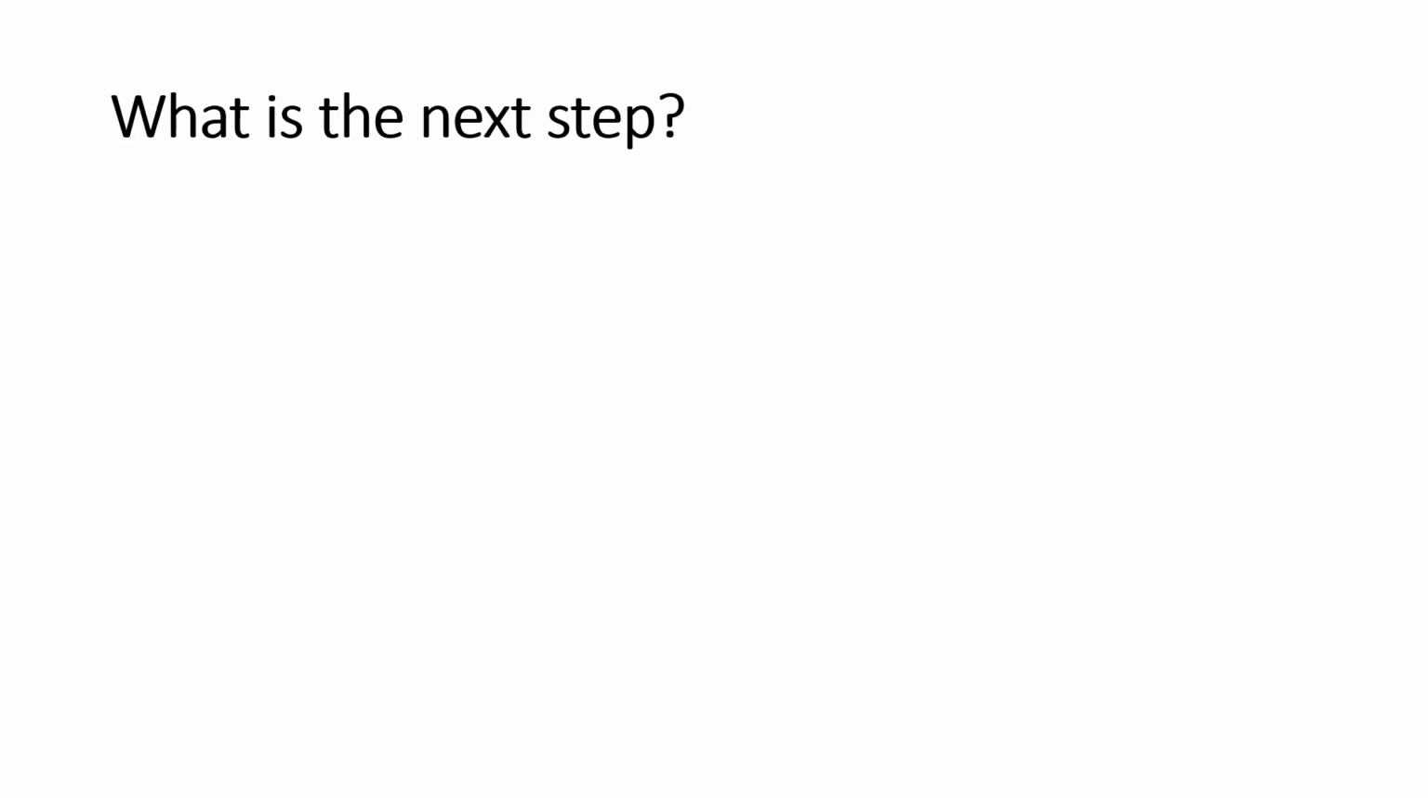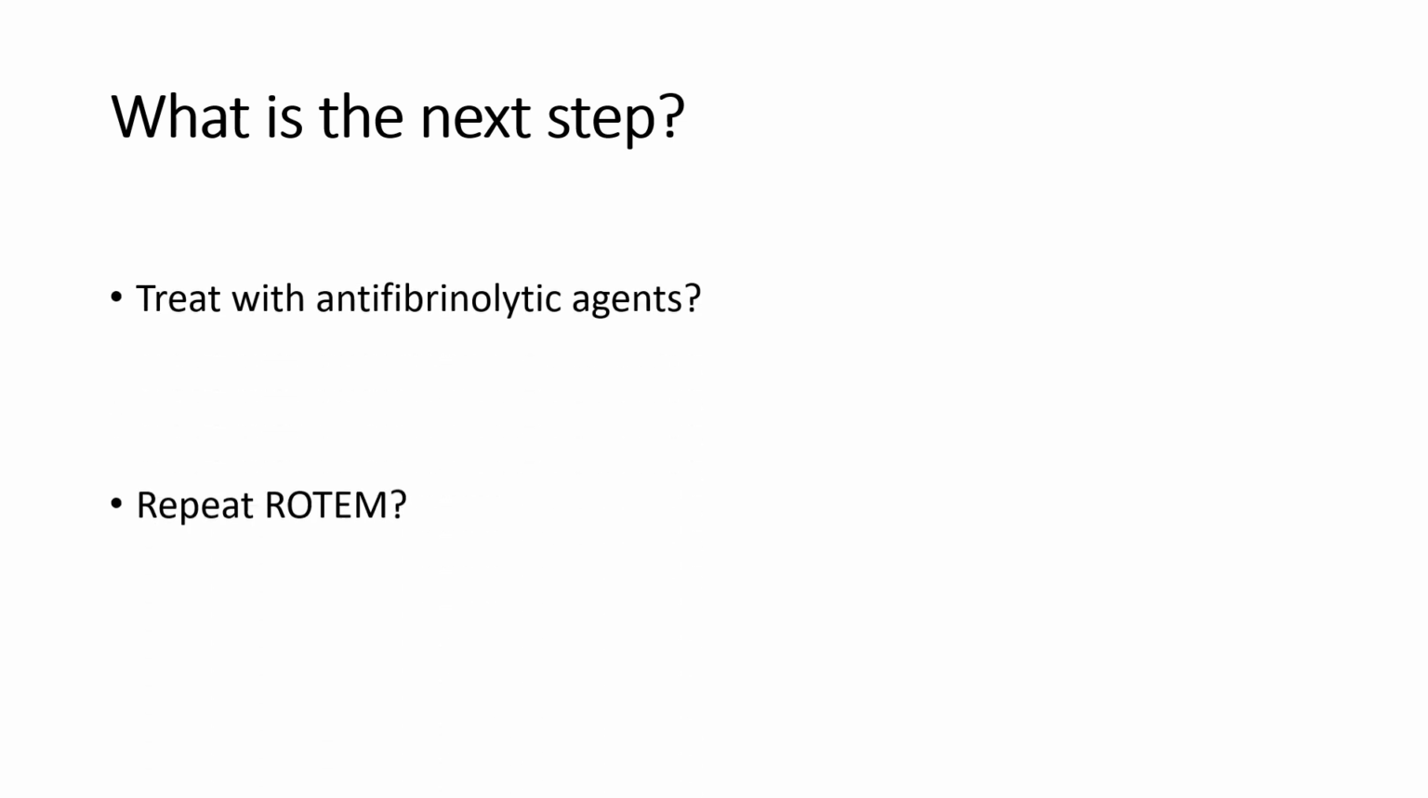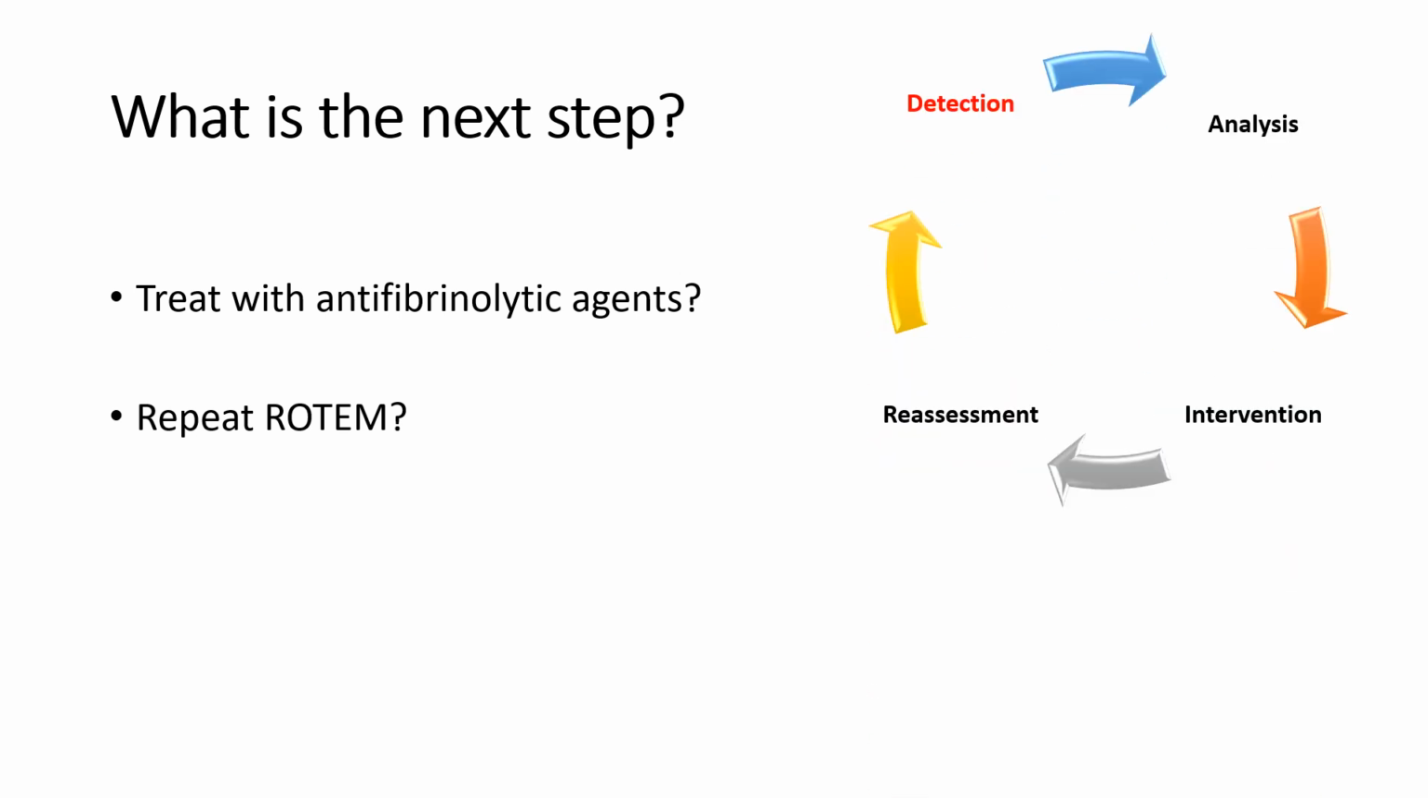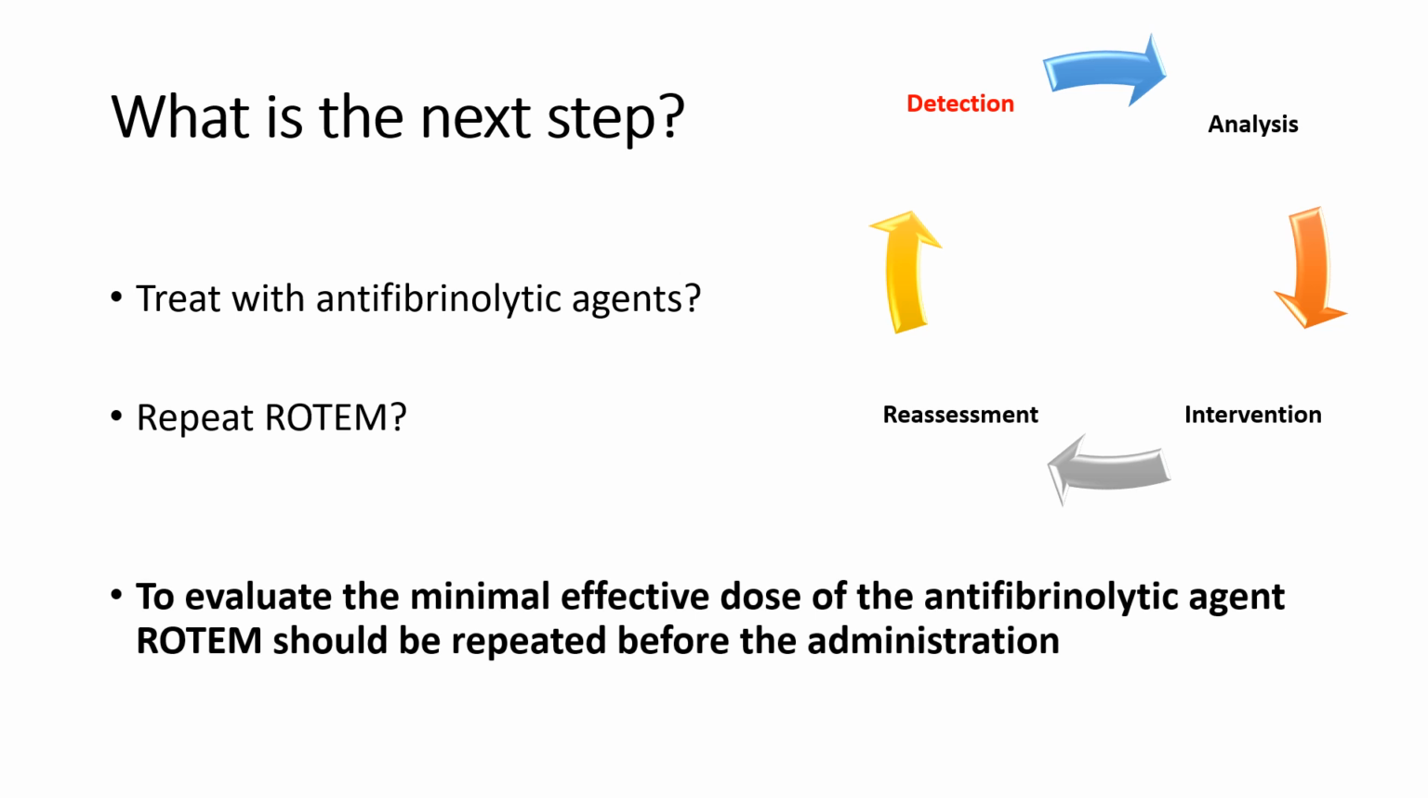So when we detect fibrinolysis, what is the next step? Is it to treat it with an antifibrinolytic agent? Or should we repeat the ROTEM? Looking into this action cycle, we are detecting a problem. And before we move on to the intervention, we should analyze the problem. And after the intervention, we should do a reassessment of the problem. So following this concept, to evaluate the minimal effective dose of the antifibrinolytic agent, ROTEM should be repeated before the administration.